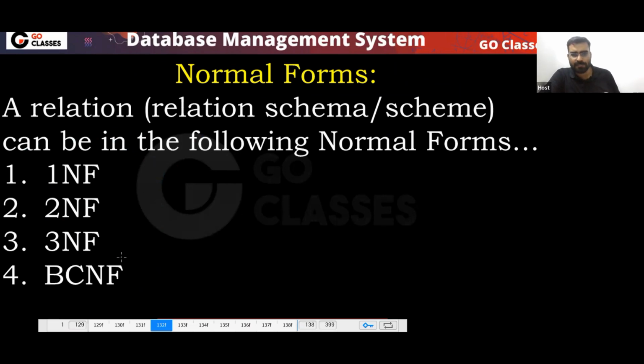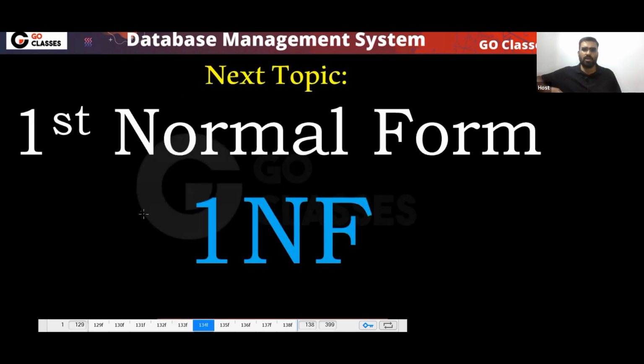So let's study what these normal forms are and how we can decide if a relation is in these normal forms. This is our target. Given a relation, which form is it in? Is it in 2NF, 3NF, BCNF? That we need to decide. Okay, let's start with the first normal form.